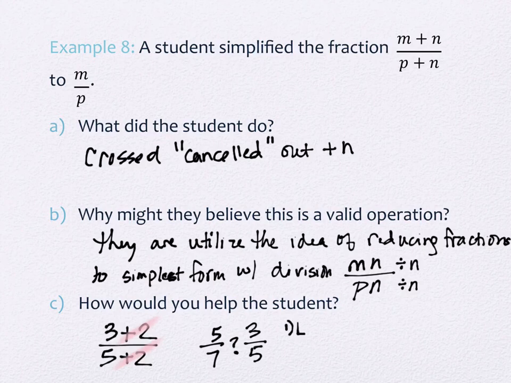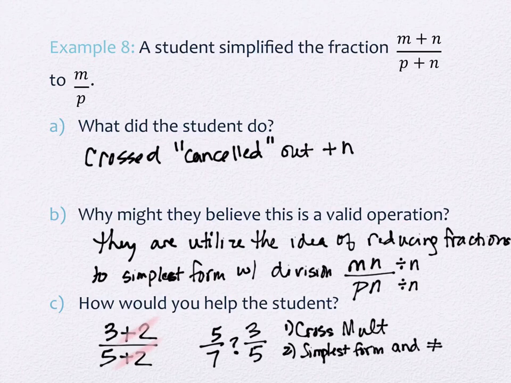We could do the cross multiply. We could talk about the fact that they're in simplest form and not equal. We could get a common denominator or a least common denominator. We could draw a picture.